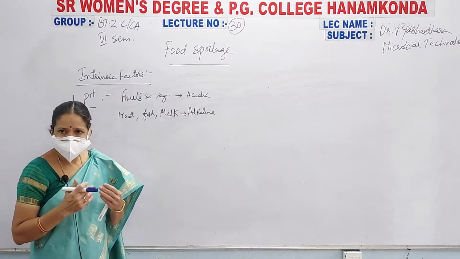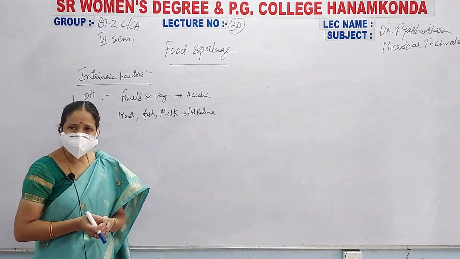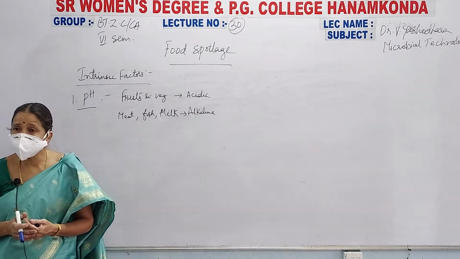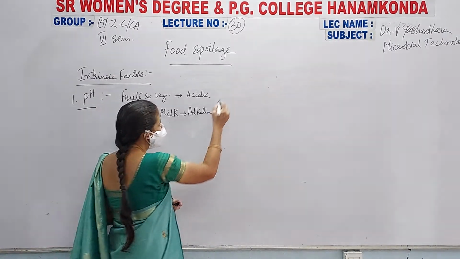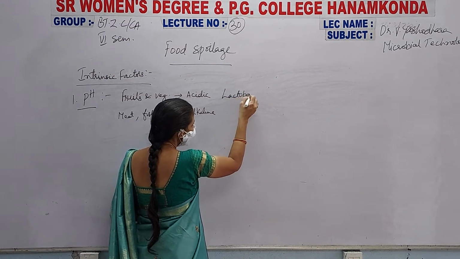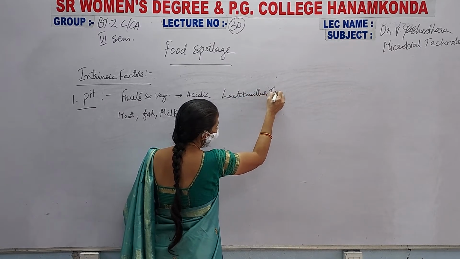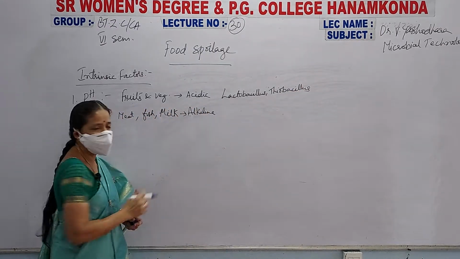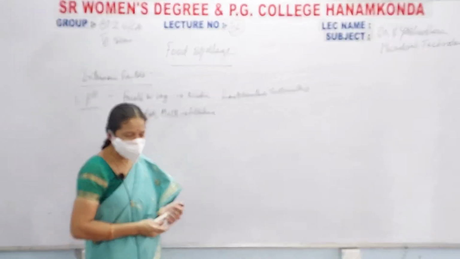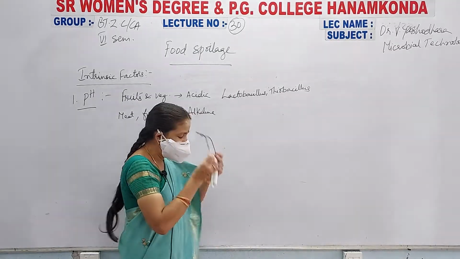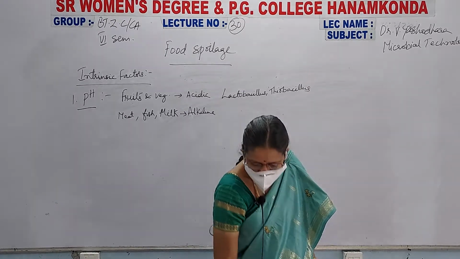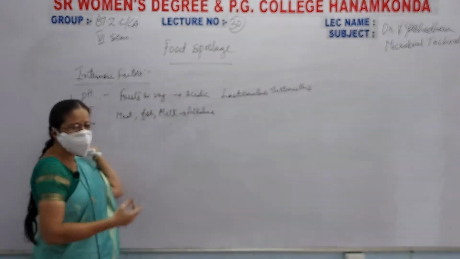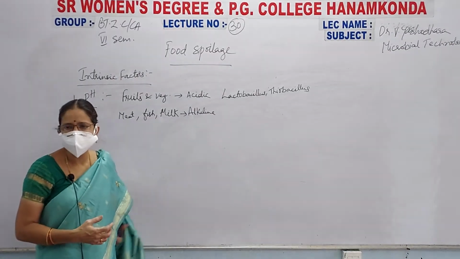Now these fruits and vegetables which are acidic in nature, generally when the acidity increases, that is the acid content increases to 2 or 3, immediately the lactobacillus, thiobacillus, these are the organisms which cause damage of your foods. These are the acidifying bacteria which cause damage of our food if the acid content increases in our fruits and vegetables.